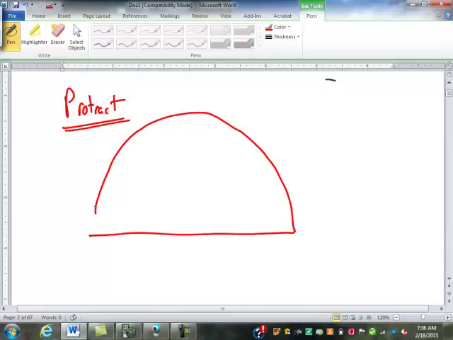It's a half circle that has the degrees marked out from 0 to 180. Of course, this is 90 up here. Somewhere in here is 40, 50.